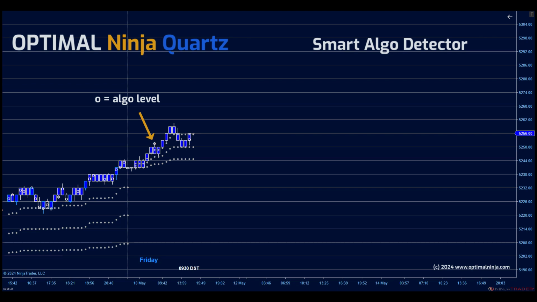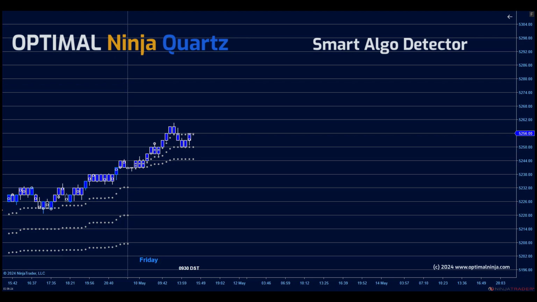Now, since algorithms make up the majority of ES trading, we use some smart filtering in the logic to show you only the most significant levels, so your charts aren't overwhelmed with plots and it's much simpler to analyze in real time. Now, there's quite a lot to say about this indicator, so I'm going to split this into more than one video, but let's kick off with some general principles.